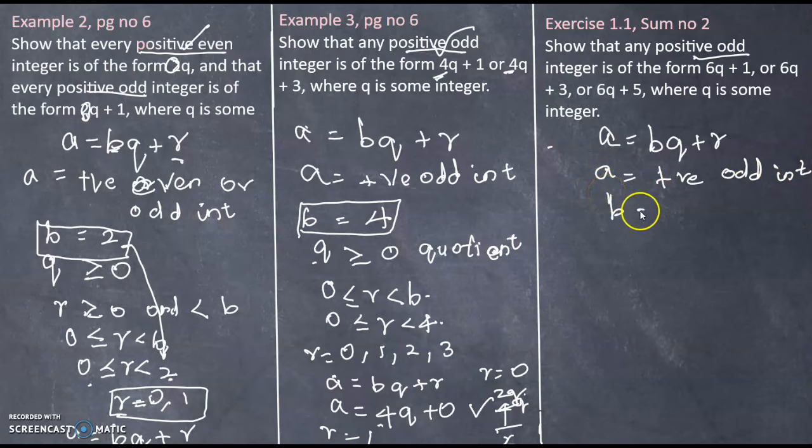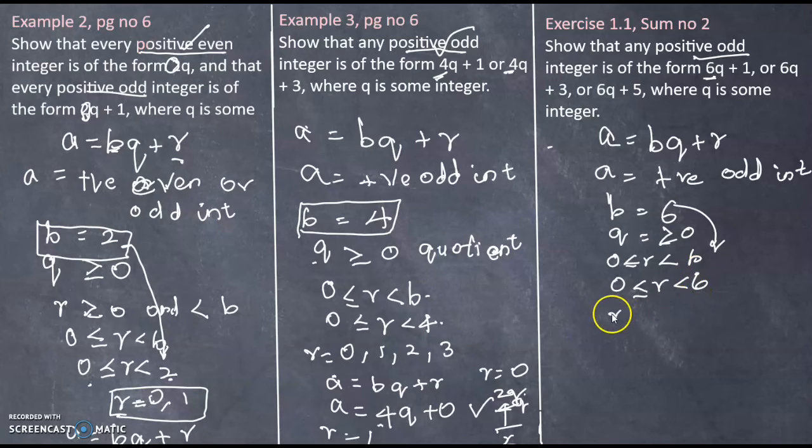And B is equal to 6, and Q equals anything greater than or equal to 0. And R, same formula again. So R will be greater than or equal to 0 and less than B, which here is 6. So 0 less than or equal to R less than 6, which means the R value will be 0, 1, 2, 3, 4 and 5.